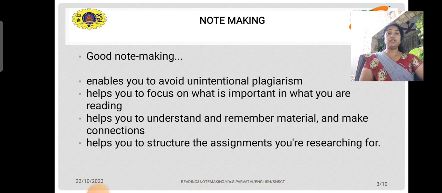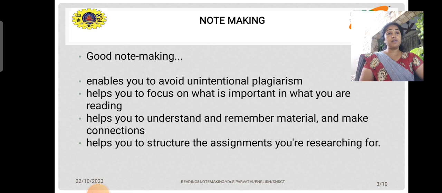Okay, so the next thing, look at this. Which one is a good note making? Good note making enables you to avoid unintentional plagiarism. You all know what is plagiarism, right? You should not completely copy the given text or the reference text. Okay, so the next one helps you to focus on what is important in what you are reading.